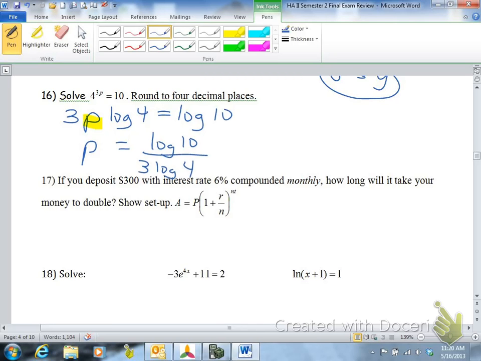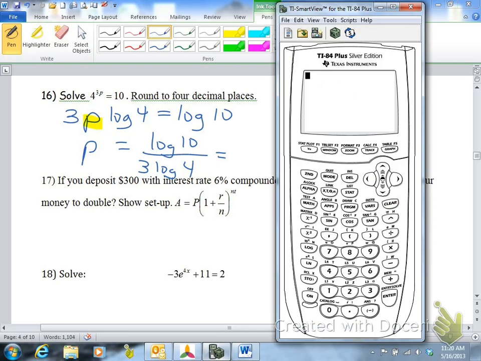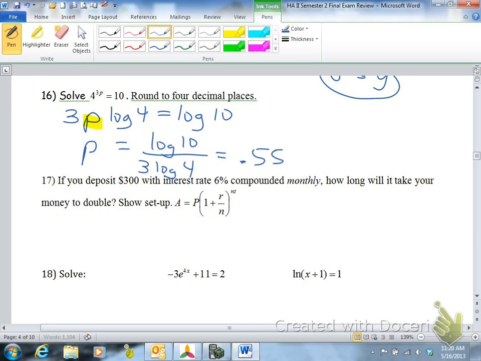And then you can get that on your calculator, which I think is 0.5537. It's common with logs to round to 4 decimal places. If you want to round to 3, that's okay, but 4 is more sophisticated.